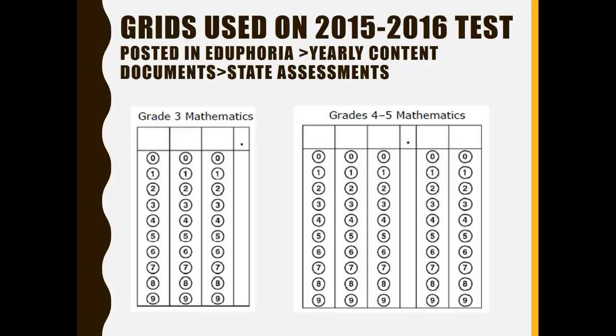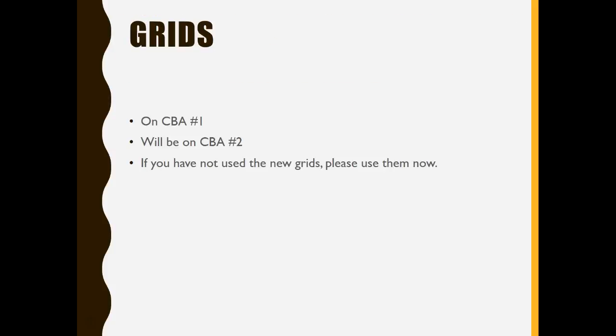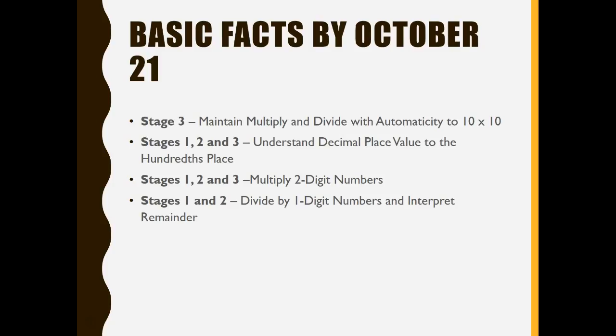Remember, there will be 3 grids on each test. I'm sorry, on CBA it's only 1. But you are using the grades 4 through 5 grid. And if you look in Eduphoria under yearly content documents and state assessments, you will find this grid. Now, if you don't use the grids, make sure you use them now.